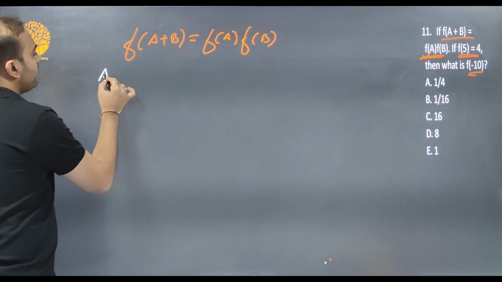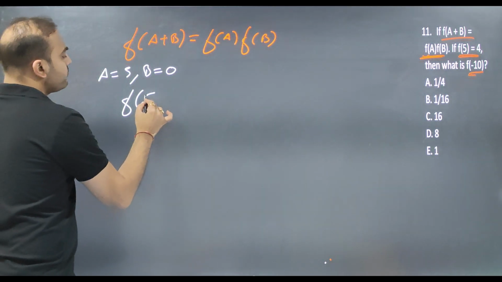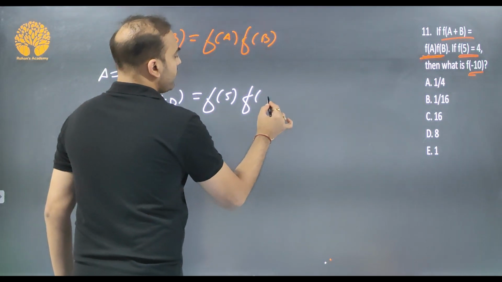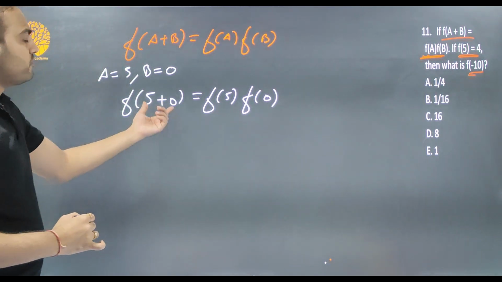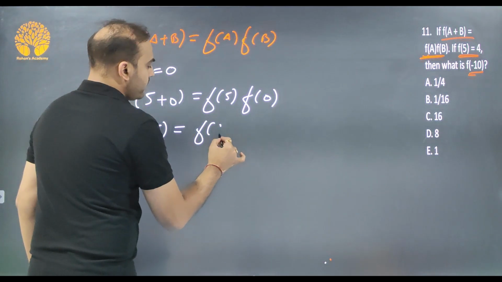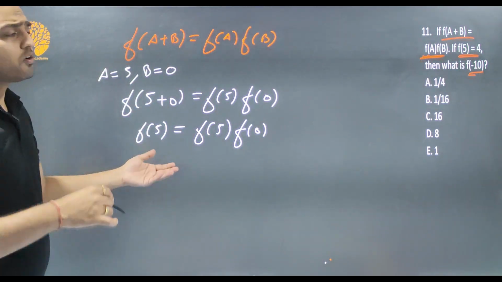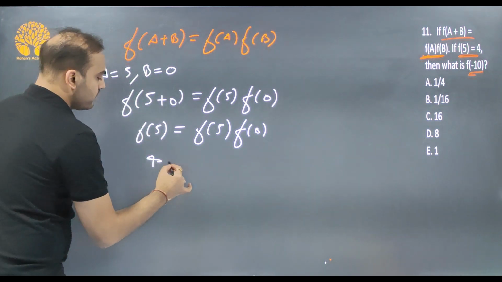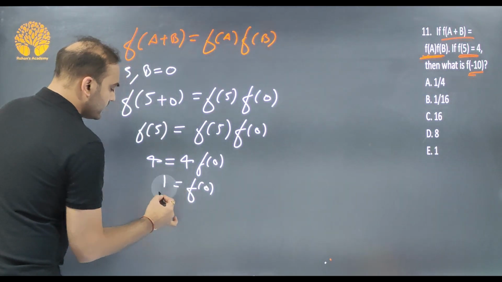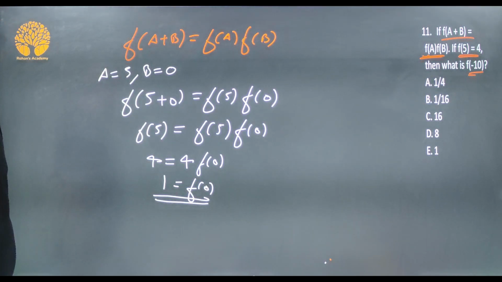So say a is 5, b is 0. I will get f of 5 plus 0 is f of 5 times f of 0. F of 5 plus 0 is essentially f of 5, which is equal to f of 5 times f of 0. F of 5 you can either cancel, or if you want to replace, is 4. 4 is 4 times f of 0. You get f of 0 as 1.